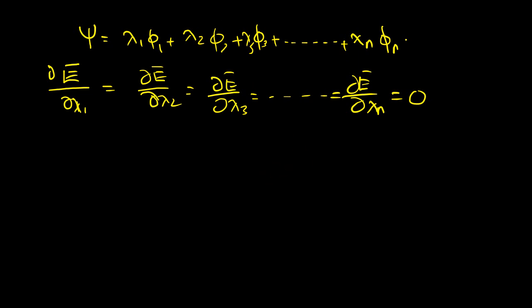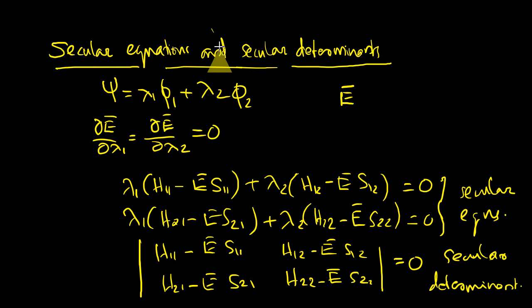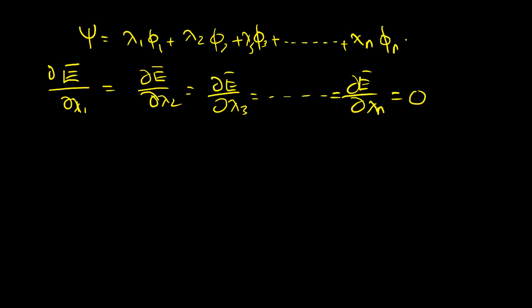You know that when we were doing with two variable parameters, a trial function containing two terms, that led to two secular equations. Okay. And if the trial function contains n terms, then we will end up in n secular equations. What are those secular equations?